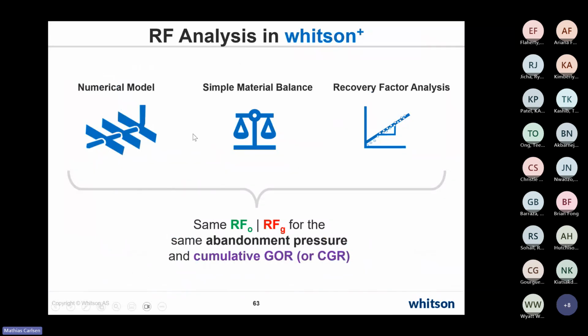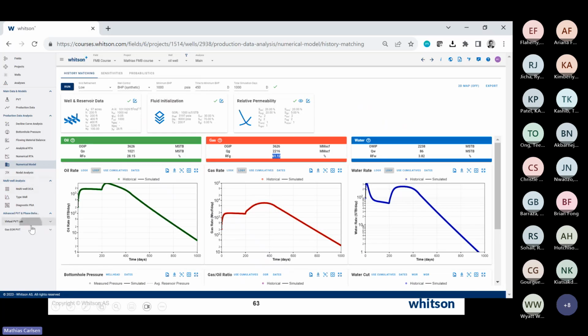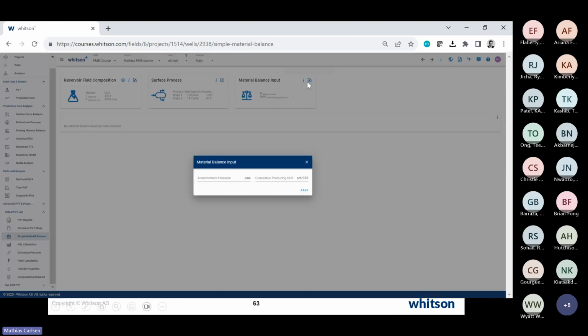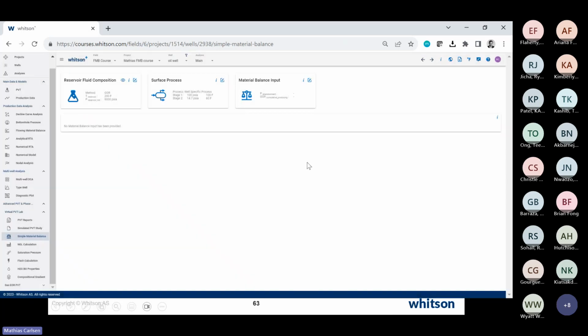And then there's a method called simple material balance that maybe some of you guys know, but it's down here. And the only input to that material balance is an abandonment pressure and your cumulative produced ratio. So a lot of people take their DCA forecasts, their oil and gas DCA forecast, cum them, and just do that ratio to get some recovery factors to sense check whether their results make physical sense or not.